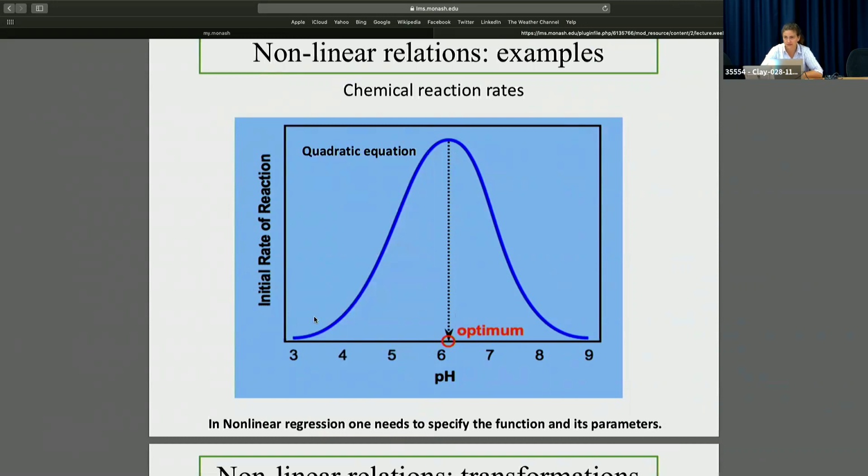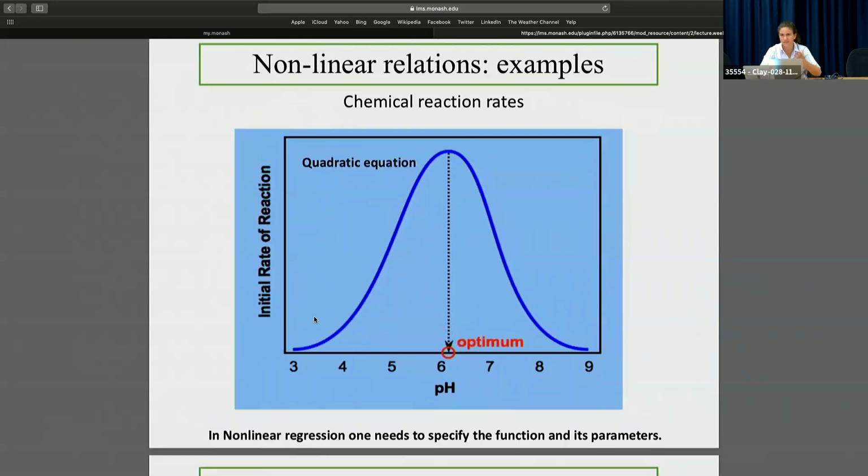You don't get this confused with the normal distribution. Okay, we're not talking about distributions, we're talking about y as a function of x, but it looks the same, right? It's like this bell curve. And this is what we call a quadratic equation. So we can fit one of these to our data.